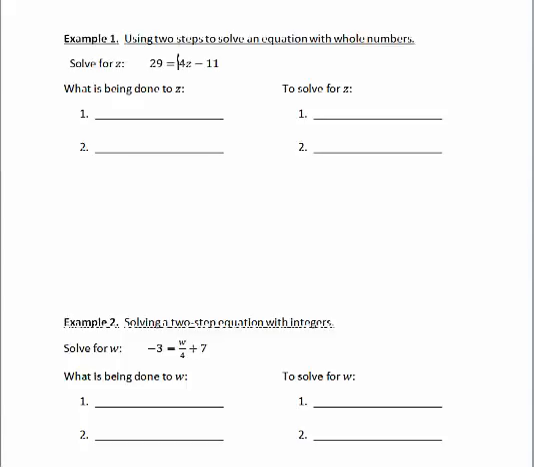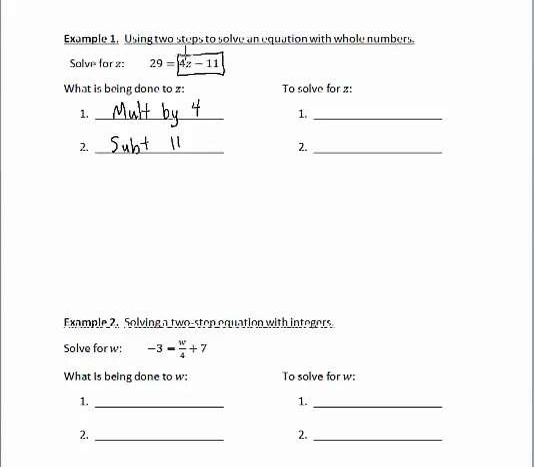Well, we only look at this side with the variable on it. According to the order of operations, the z would be multiplied by 4 first. Once we multiplied by 4, we would subtract 11.